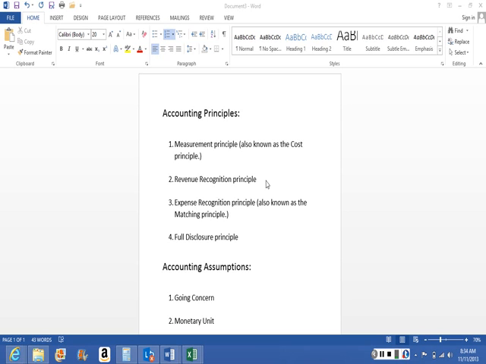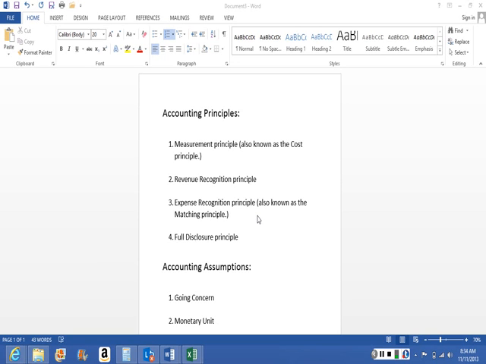The third accounting principle is known as the expense recognition principle. Also, we refer to it as the matching principle. This principle means that we must match our revenues with the expenses that are generated to make those revenues. You know the old adage, it takes money to make money. And here we show that we recognize those expenses at the same time the revenues are generated.